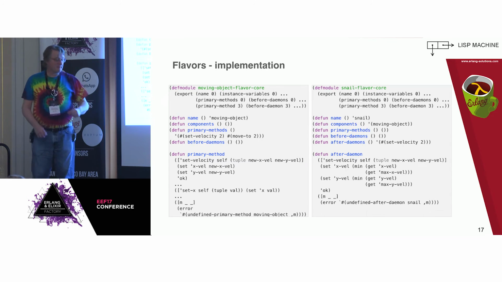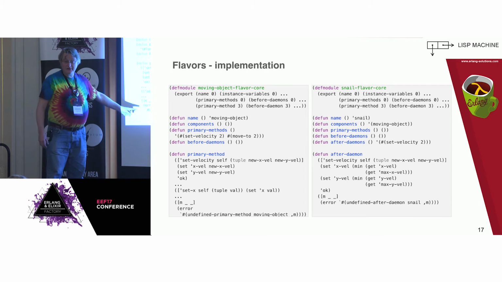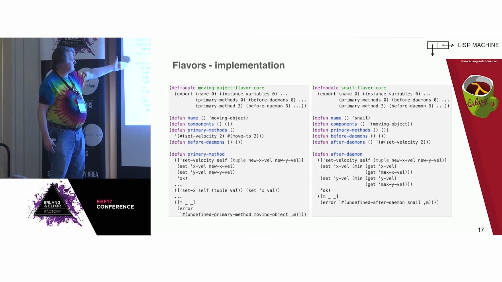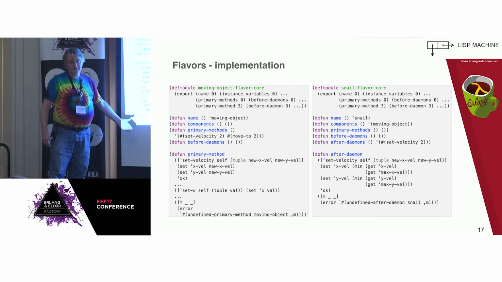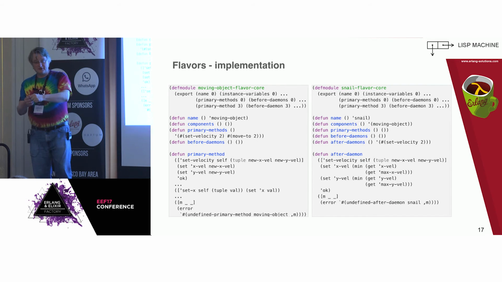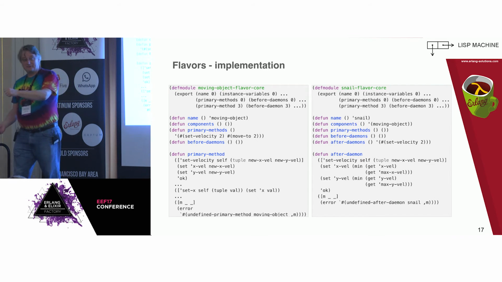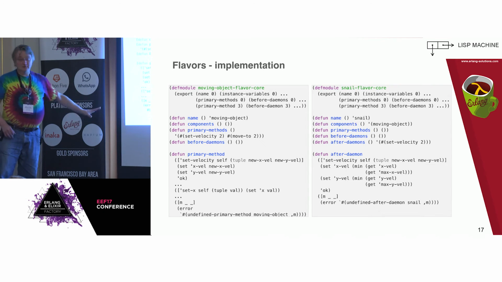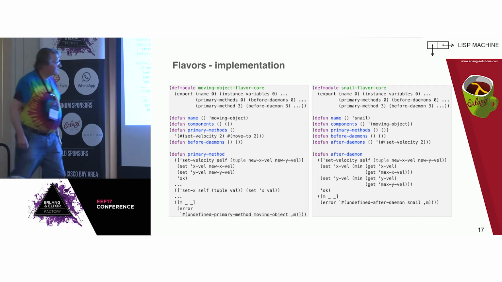So I define all the primary methods here, and here's just a general error saying this primary method didn't exist if you happen to call it wrongly. And you do exactly the same thing for the before daemons and the after daemons. So one function containing clauses for all the before daemons and one for the after daemons. Okay. And this I can do at compile time. This is straightforward. And for the snail flavor core, it's exactly the same thing.